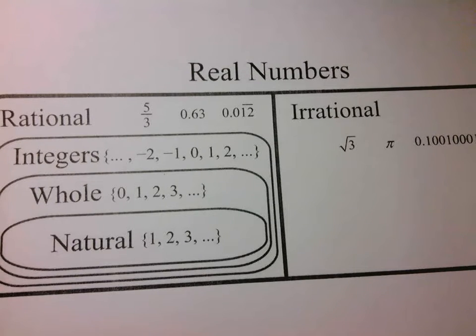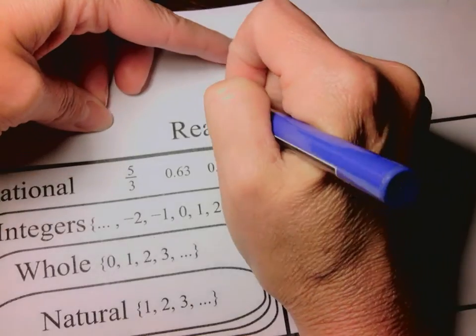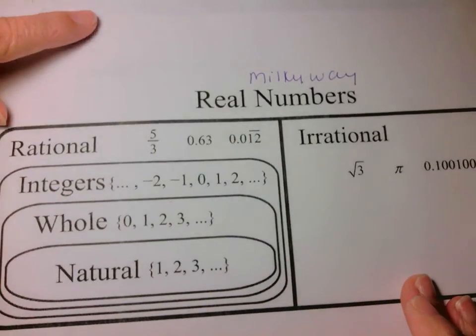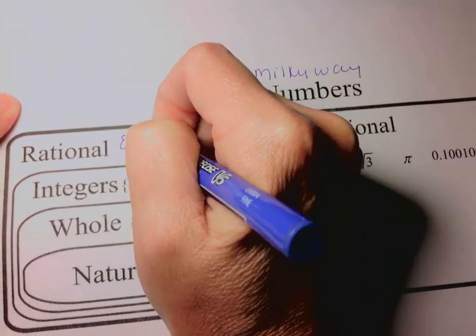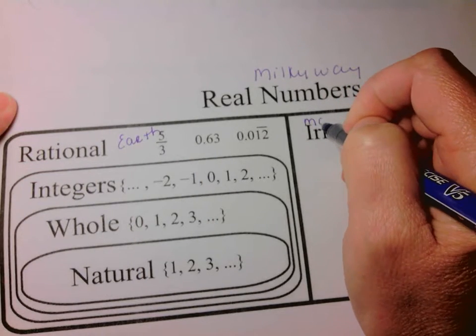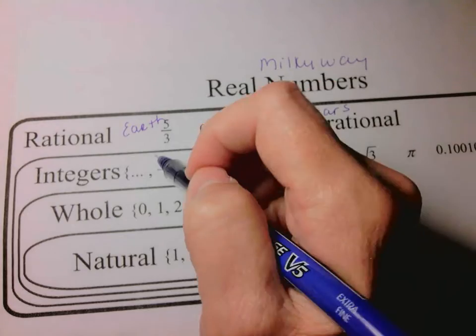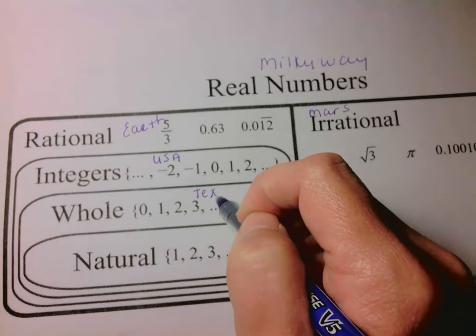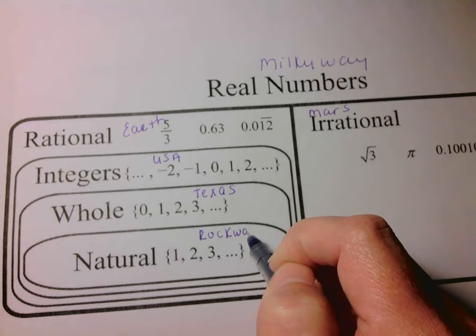And this is how I think of it. Let's pretend that's the Milky Way galaxy. This is Earth, and this is Mars. Mars and Earth are both in the Milky Way galaxy. Within Earth, you have the United States of America, the great state of Texas, and Rockwall, my hometown.